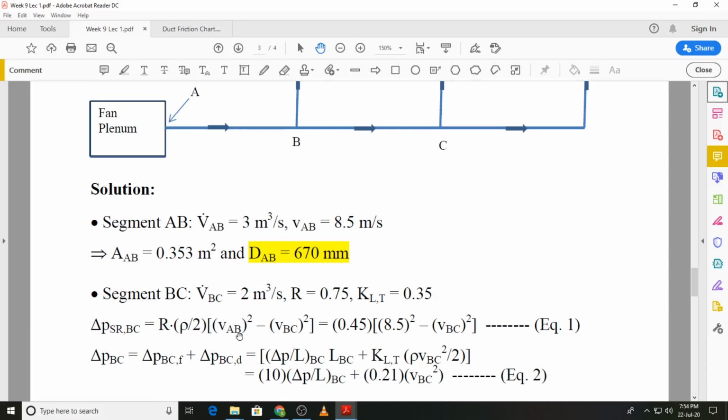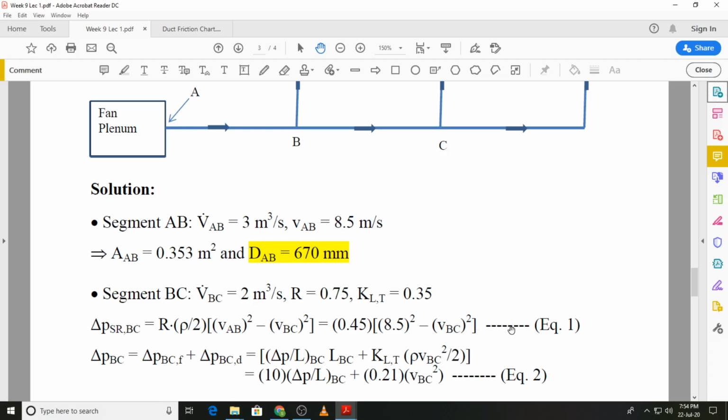The velocity in segment AB is given as 8.5, but the velocity in segment BC is not known to us. That is what we have to guess, and we have to guess it such that the increase in the static pressure will be the same as the pressure drop that we will obtain in segment BC. So the only one unknown was the velocity in segment BC. The rest of the values are given to us, and we get the equation which we have numbered as equation 1.